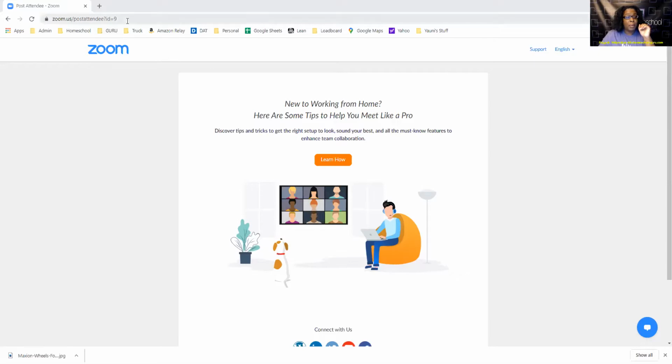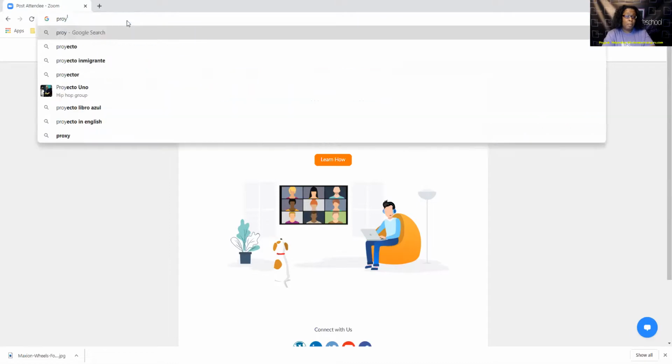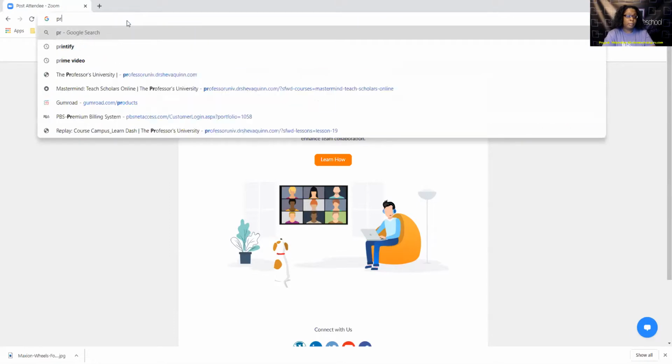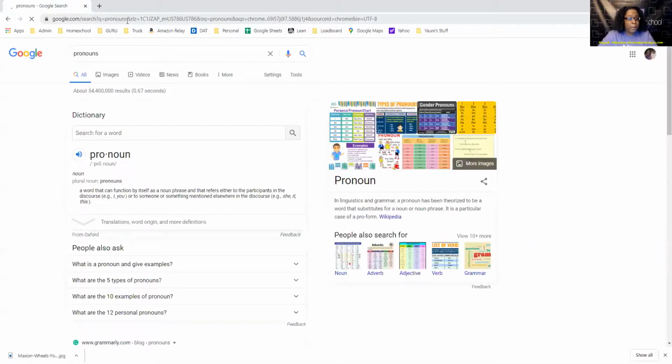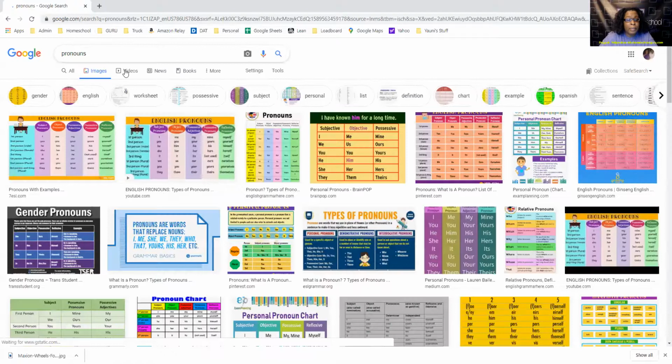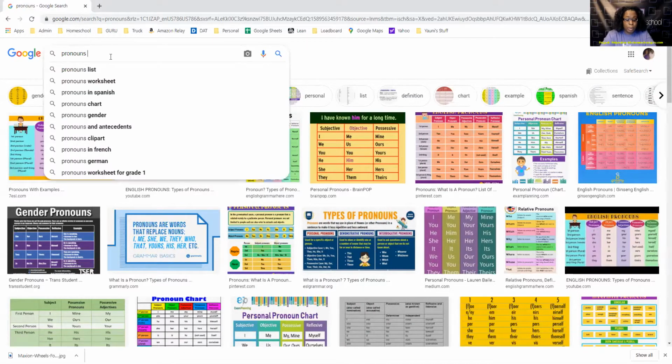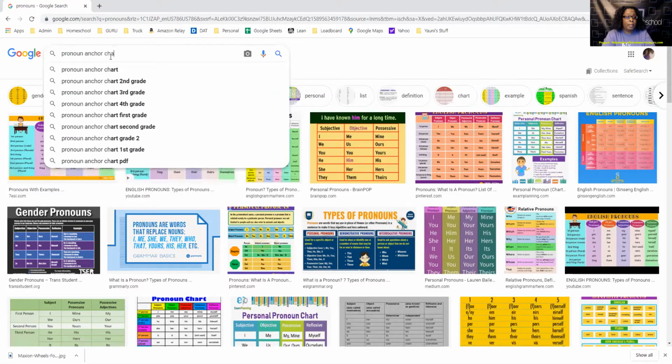Now, basically what I'll do, okay, so say for instance, we're working on pronouns, right? I type in pronouns. I could just flat out do it this way and then go and look at images and see if there's anything that I could use based off of this. I could also do pronoun anchor chart, right? Okay, and there's different grade levels, as you can see.